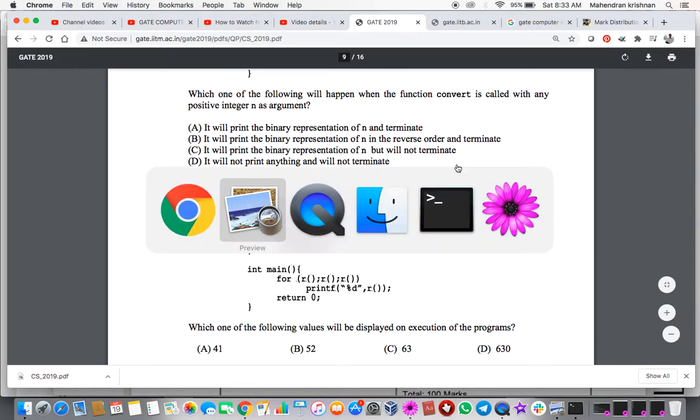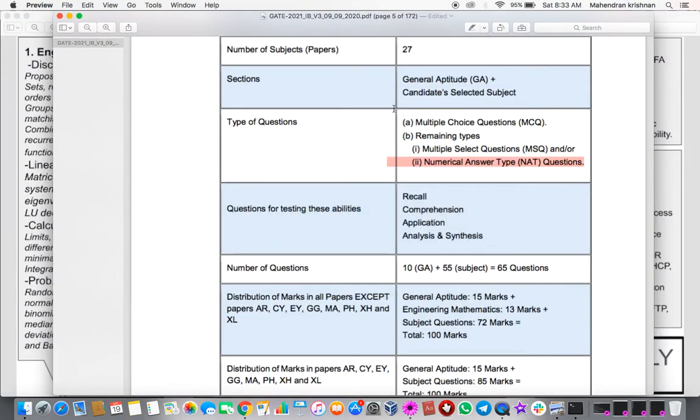The fill in the blanks is not multiple choice, not multiple select. So it is a numerical answer type question, and the point is whether it is and or are. It may be there, it may not be there, as a fill in the blank. That is the meaning, but usually the fill in the blank questions are there.